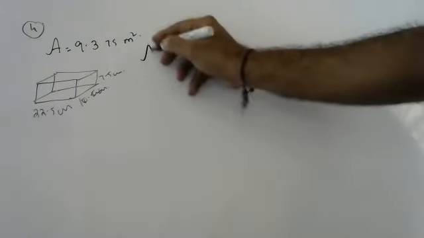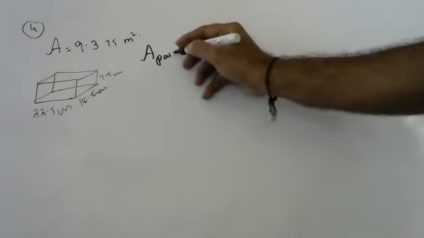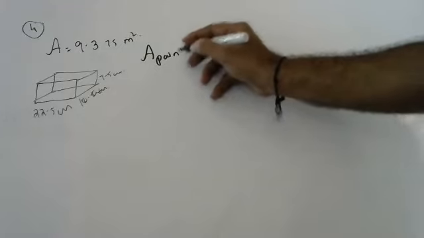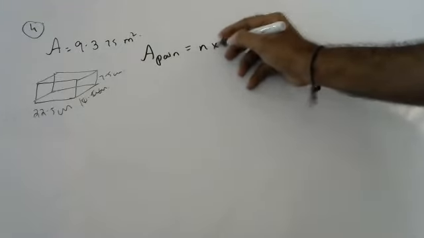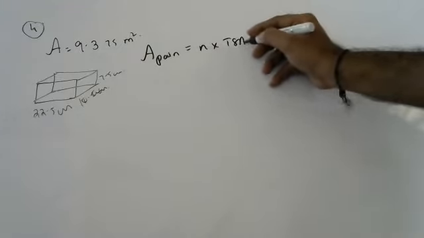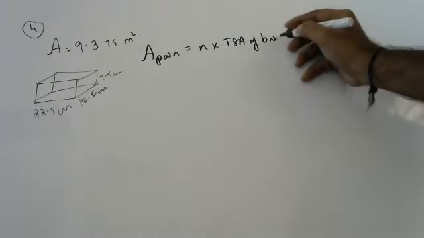So, area of paint is equal to n into TSA of bricks. Try to understand, children.